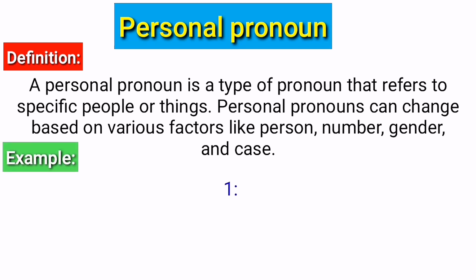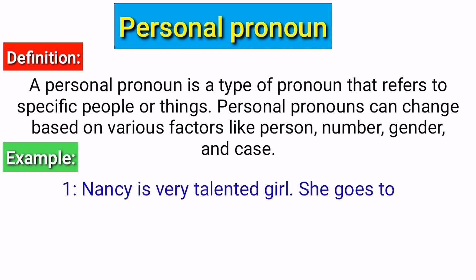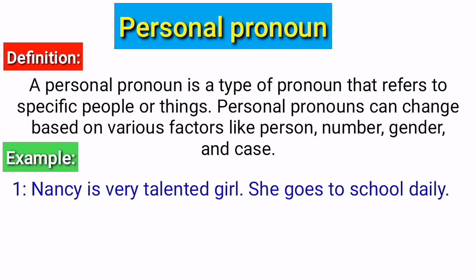For example, Nancy is very talented girl. She goes to school daily. Here in this example the word she is a personal pronoun. It's a pronoun because it is used to refer to a specific person, in this case, a female, without explicitly stating her name. She replaces the need to repeat the person's name, making the sentence more concise. It's a personal pronoun because it is referring to a specific individual.